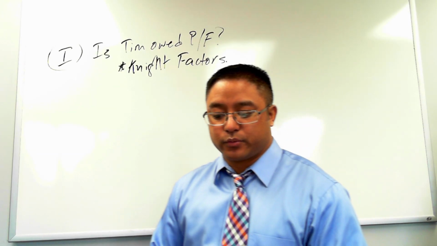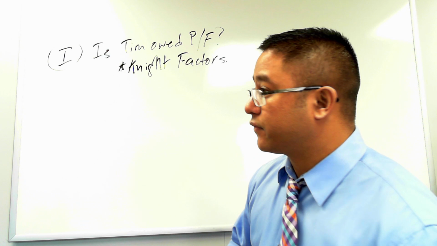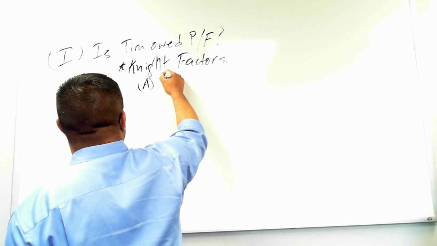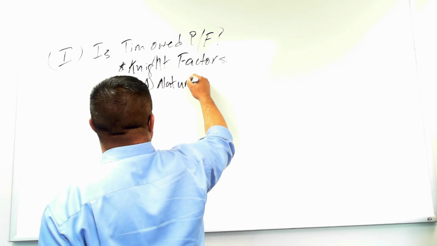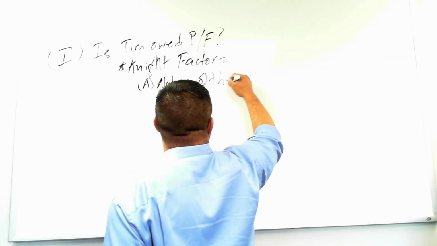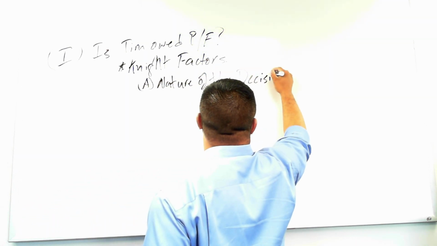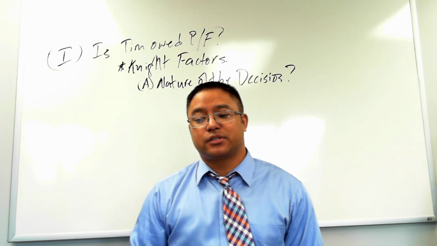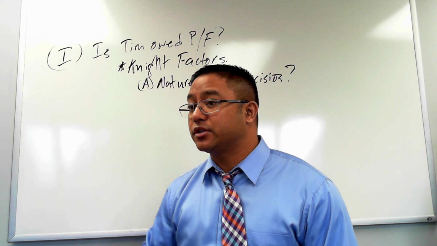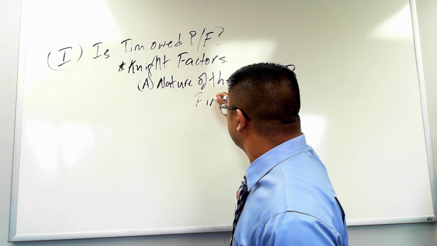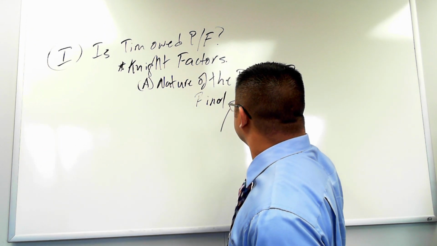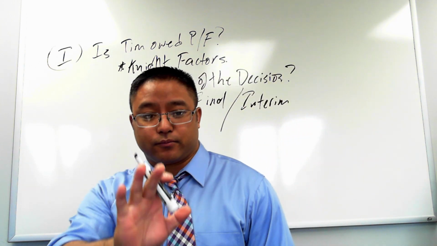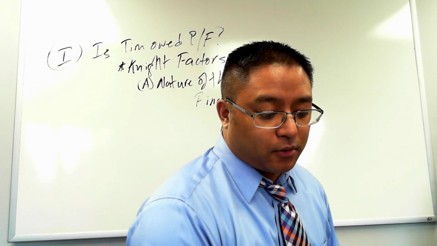Now, the first question that we ask under the Knight factors is A, what is the nature of the decision? Okay? What is the nature of this decision? Is this a final decision or an interim decision? Now, I'll break that down for you.